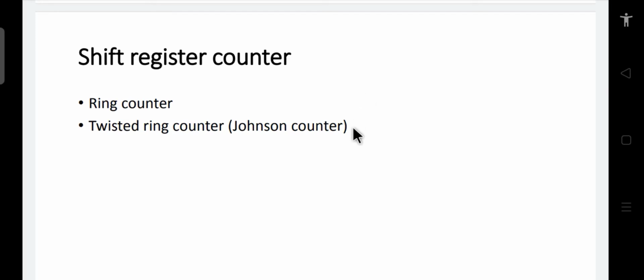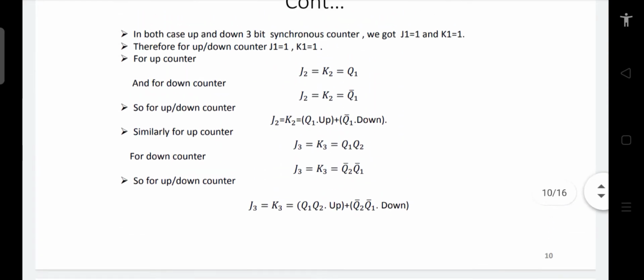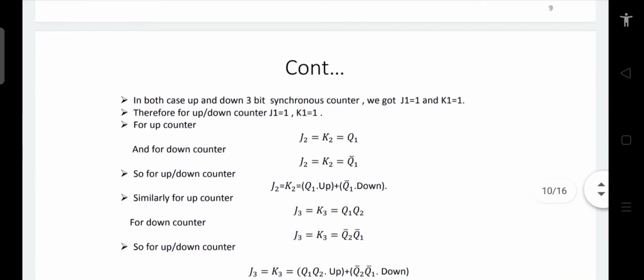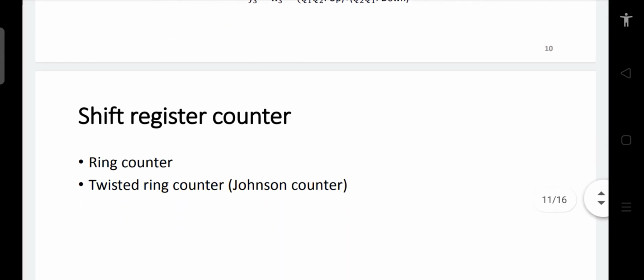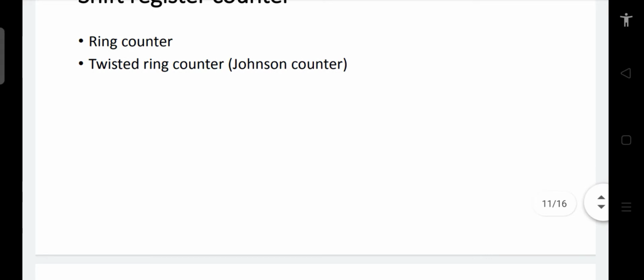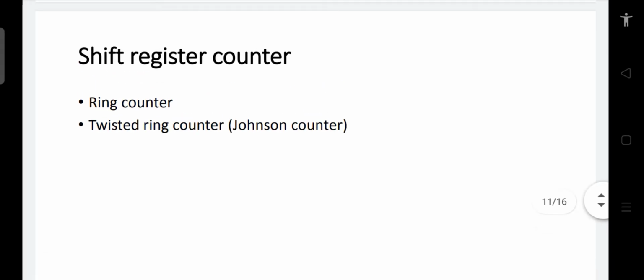Welcome to this part. In this part we will continue from where we left off in the last part. Last part we completed the 3-bit up down counter. Now we'll move on to the shift register counters.